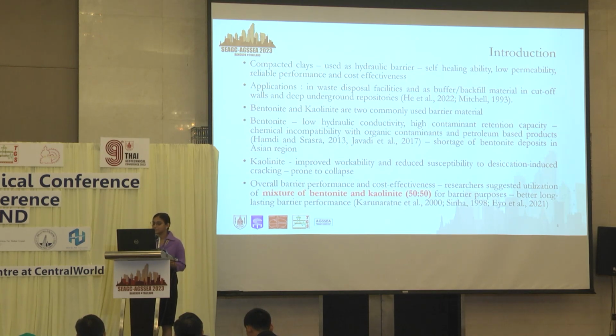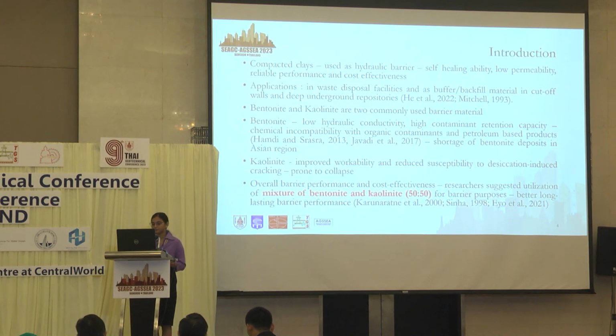But the problem with this is it is prone to collapse. So by considering the advantages and disadvantages of both the materials, many researchers have conducted research on this for applying in barrier applications. They have found out that a mixture of 50:50 bentonite and kaolinite can be used as a barrier with comparable hydraulic performance.